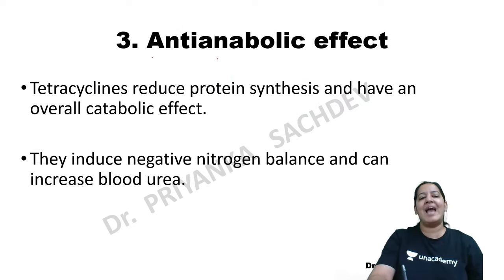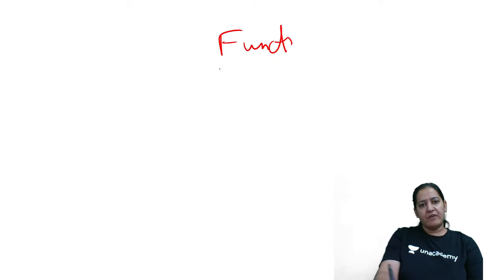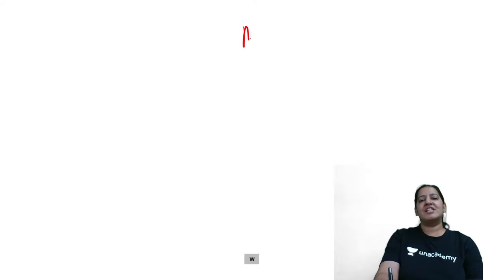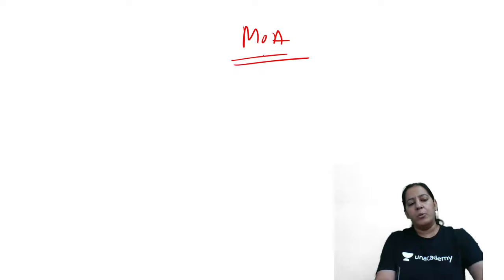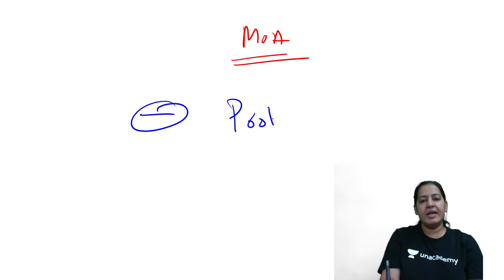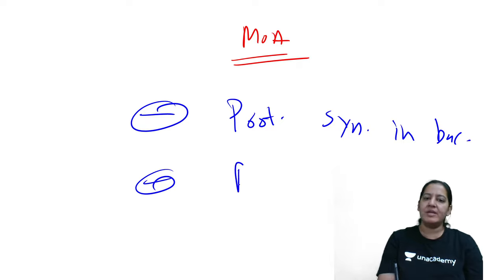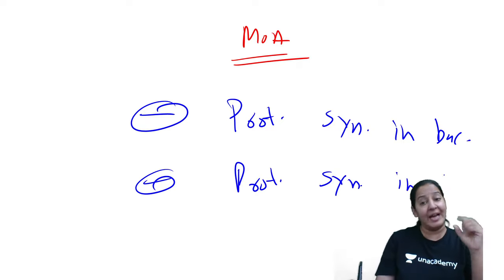The third is anti-anabolic. Okay. What is the function of tetracycline? By function, I mean, what is the mechanism of action of tetracycline? You will say, ma'am, it inhibits protein synthesis. In whom? It inhibits protein synthesis in bacteria. But does it inhibit protein synthesis in humans also? Yes, the answer is yes, to a little bit of extent. That is the side effect.